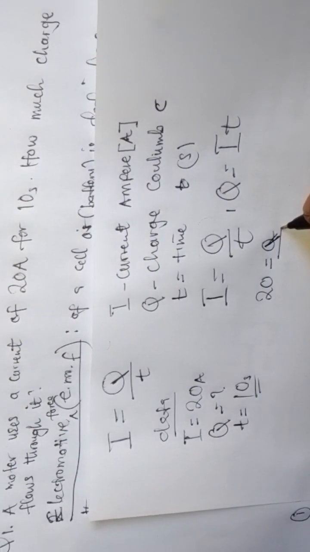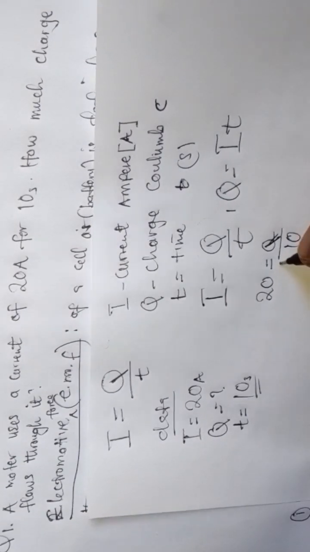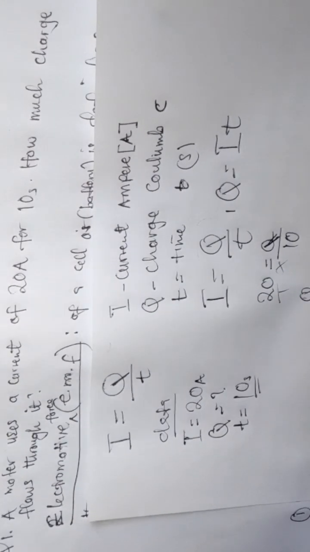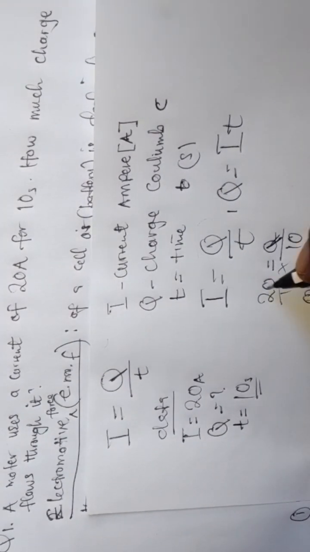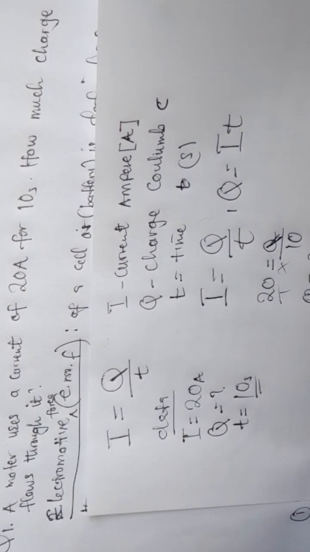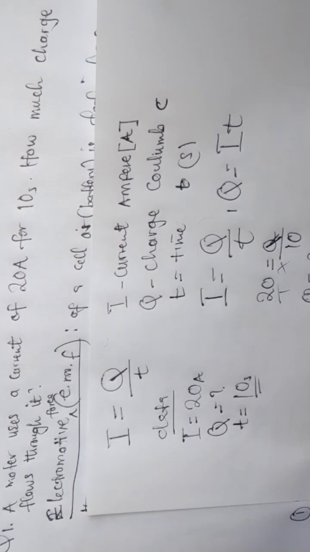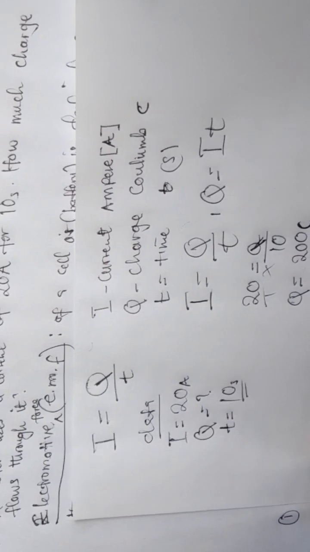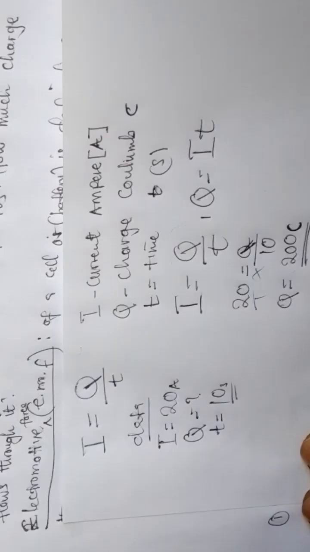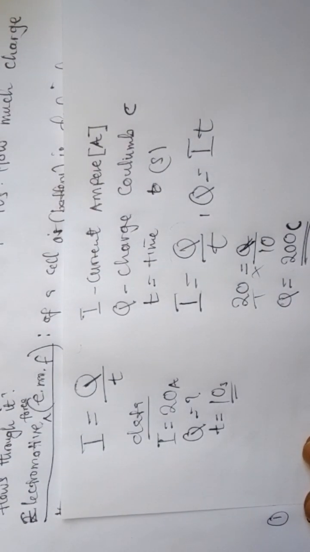Over time. What's the time? It's 10. Then we can cross multiply this. There is 1. You can say charge is equal to 10 times 20, which is 200 coulomb, we can say C. So that's our answer for question 1.